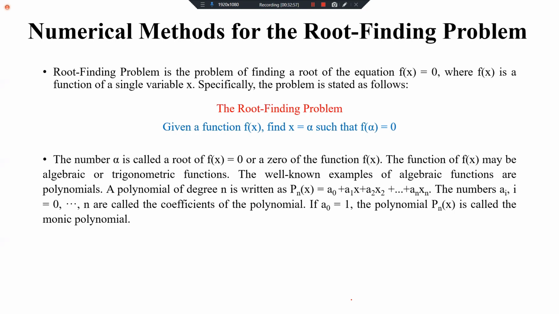A polynomial of degree n is written in this format: P_n(x) equals a0 plus a1 x plus a2 x squared up to an x to the n. The numbers ai, for i equal 0 to n, are the coefficients of this polynomial. If an equals 1, then we call this polynomial a monic polynomial.